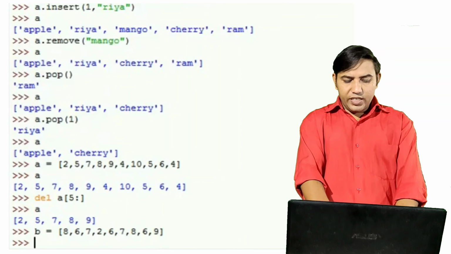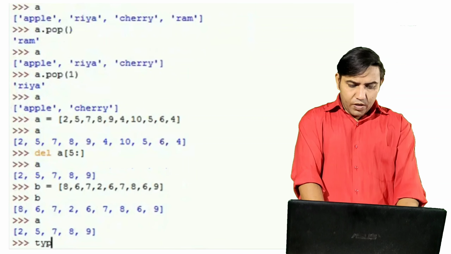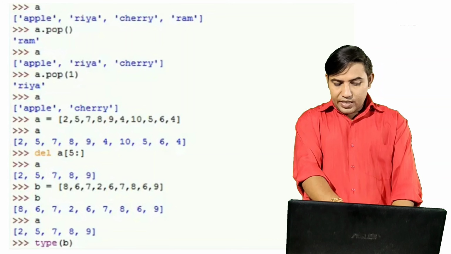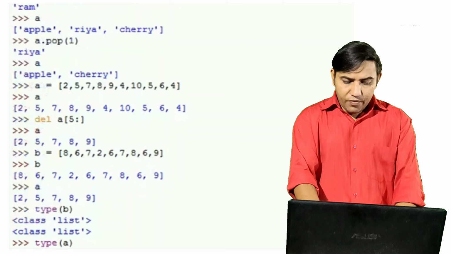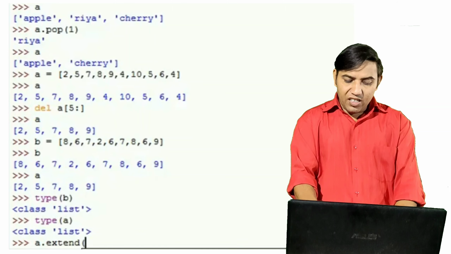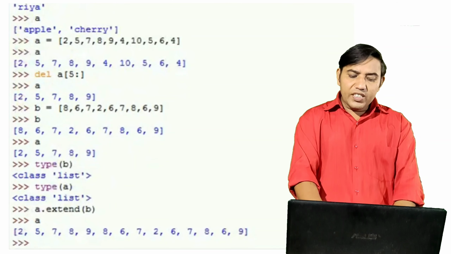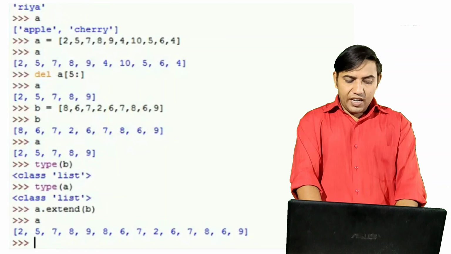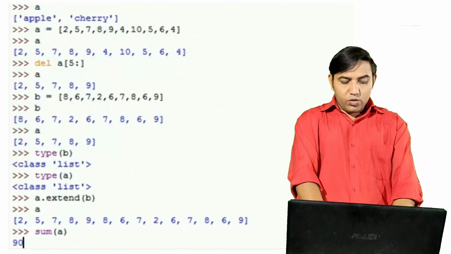Okay, so there is one function. First I'm going to show you the type of b is list and the type of a is also list. Now can we merge both lists? It is possible, yes. There is one function, a.extend. So I'm going to extend b's values into a, simply. It is successfully extended. So we can take two different lists and extend them into one variable. It's also possible.